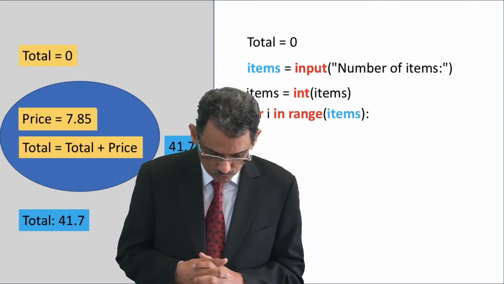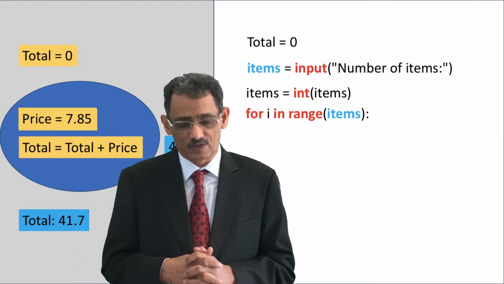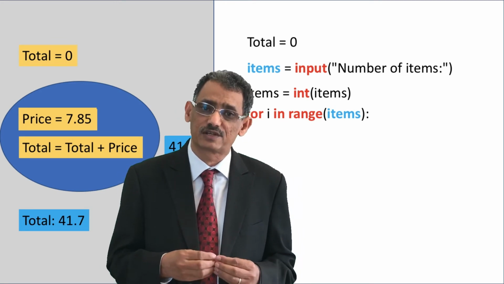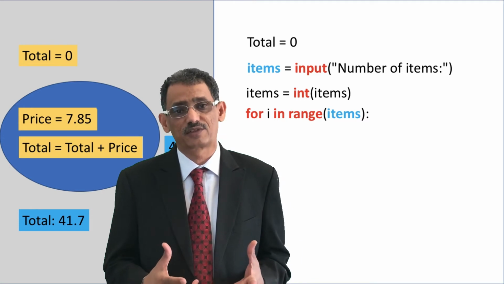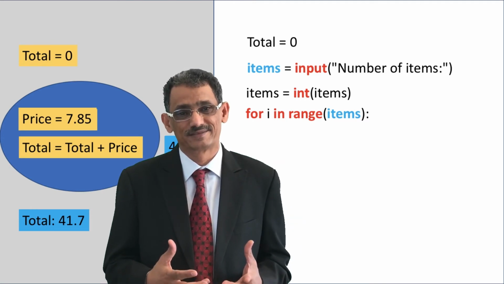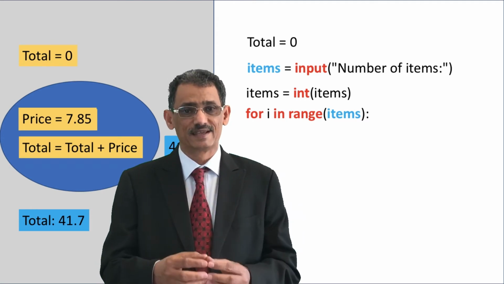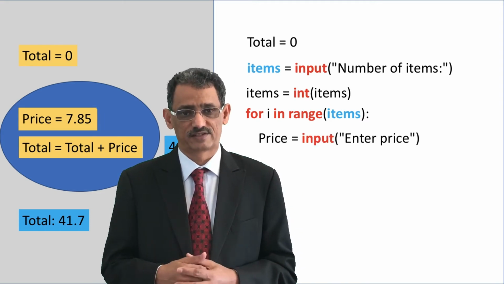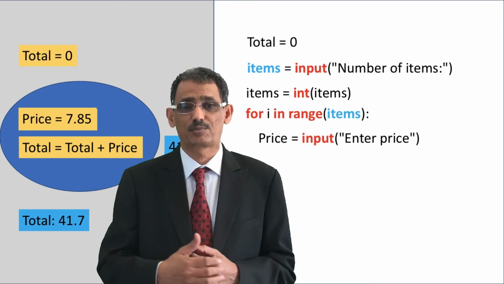Okay, so what we need to do next, after doing that, is start asking the user to enter the value for the items one by one. So we'll say price equals input, enter the price. So the user will now enter the price.